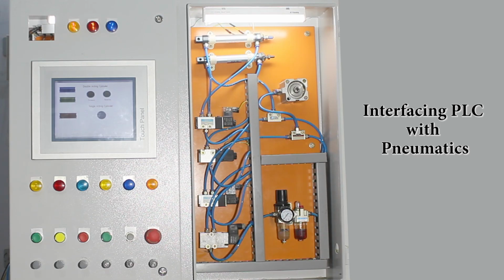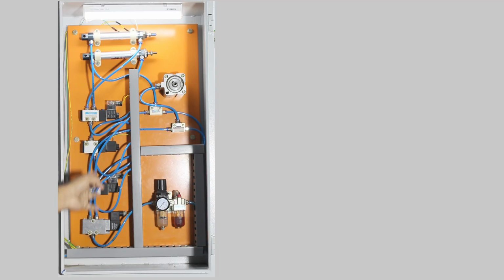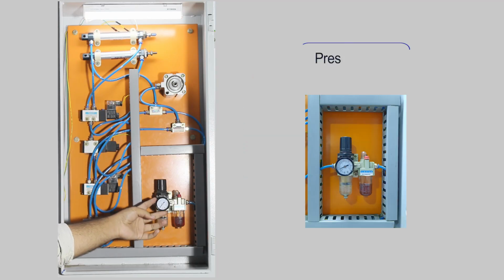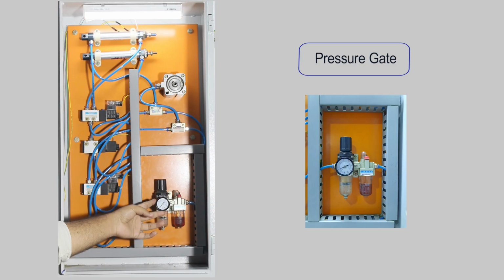In this session, let's demonstrate how to interface pneumatics with Siemens TIA Portal and MoveIcon HMI. Here you can see the pneumatics control panel, and here we have the valves, cylinders and FRL filter. This is a pressure gauge which is measured in bars.